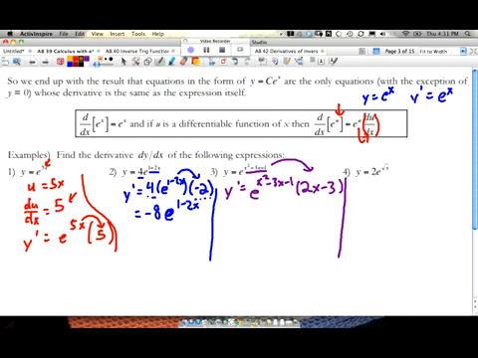Well, let's do it again. So now I got some brown here. We got a constant. Ooh, now we got something.